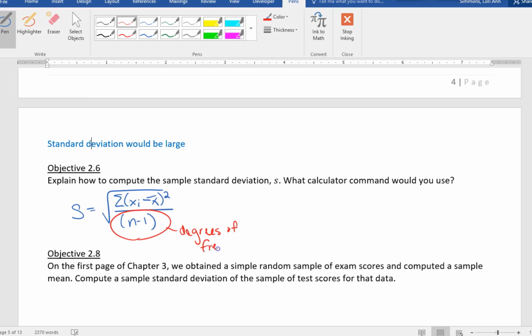If you want a more in-depth explanation, go to the interactive 3.2 and then go to objective 2, page 6, and it'll explain exactly what the degrees of freedom are. But I'm not going to get into those details here. The way you calculate this is again on calculator command number 1, and it's going to be S sub x.